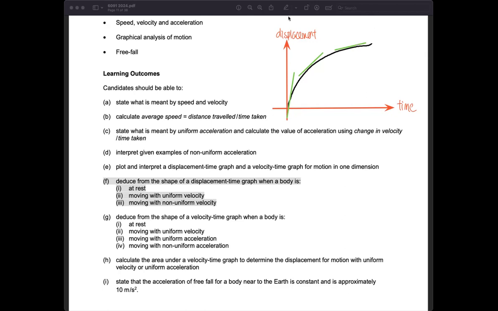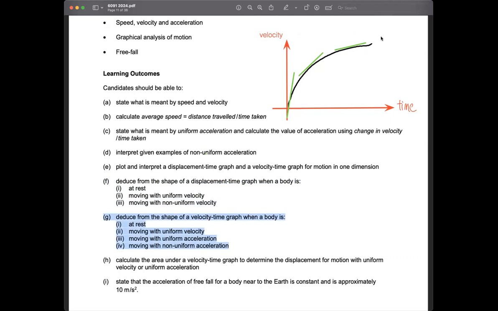Okay, so now let me just change the word. Instead of the word displacement, let me change the word to velocity. So now we're talking about the velocity. So we are talking about a velocity time graph, but we go to this example first.